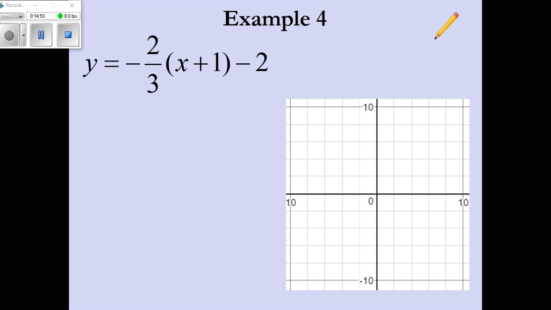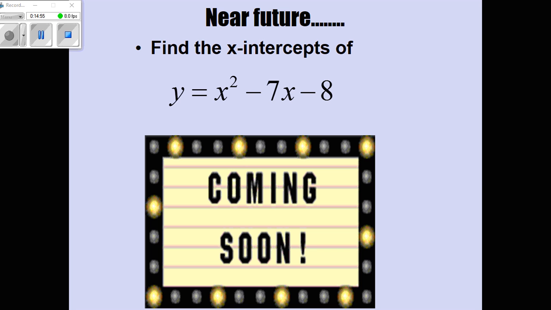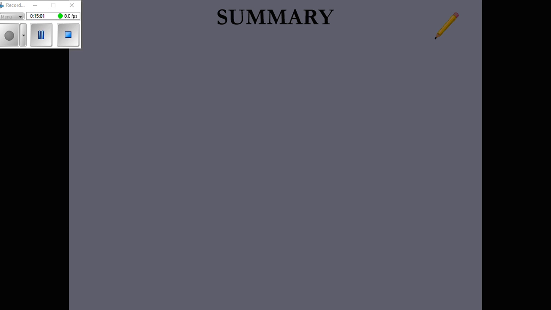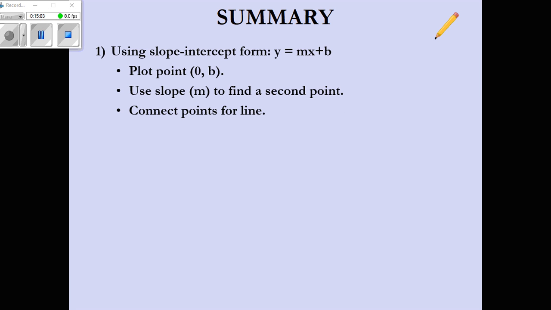So, in the near future, we're going to find x and y intercepts when x is being squared. Okay, that's coming soon. But for right now, let's take a look at the summary. So you can graph when you have a slope and a point where your point is the y-intercept. You use your point, your intercept, you use your slope, you connect the lines. That's one way to graph.